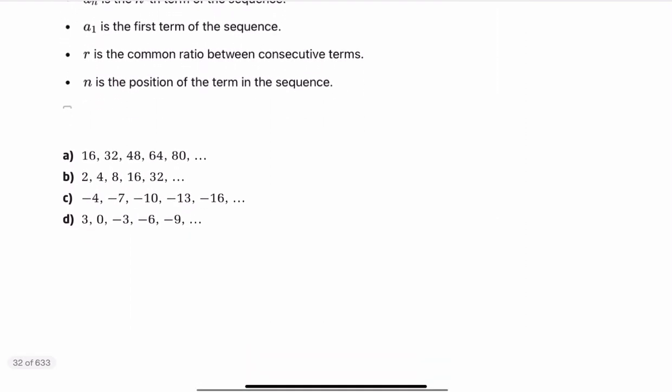So 2 and 4. If I divide 4 over 2, it will give me 2. So times 2. Let me see, times 2. 4 times 2 is 8. 8 times 2 is 16. 16 times 2 is 32. Perfect. So this is a geometric sequence.